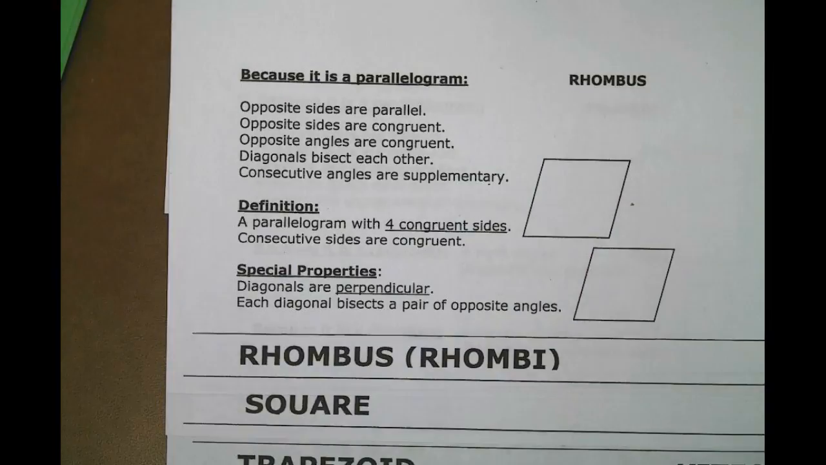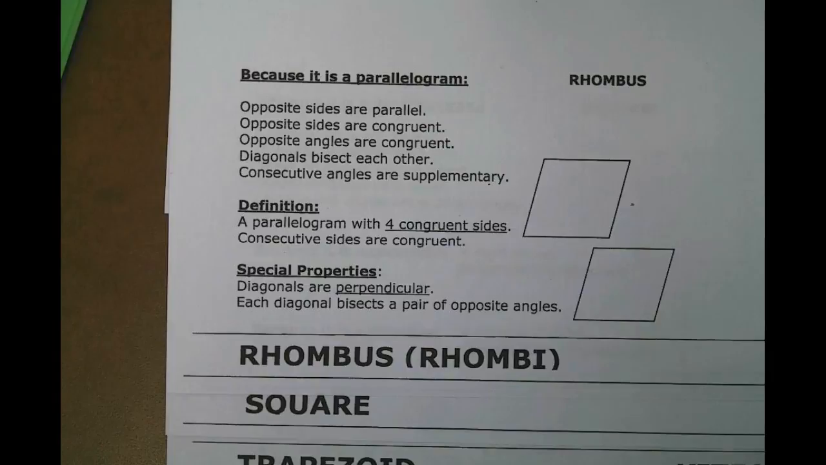Rhombuses. Rhombuses are a special type of parallelogram, still a parallelogram, and since it's still a parallelogram, it shares all of the parallelogram properties.